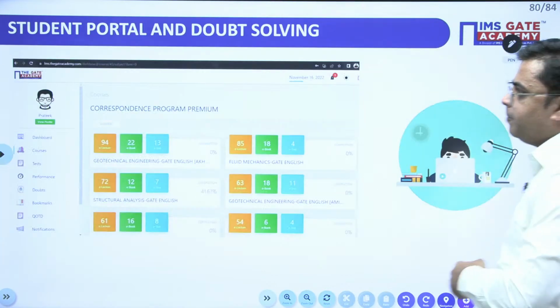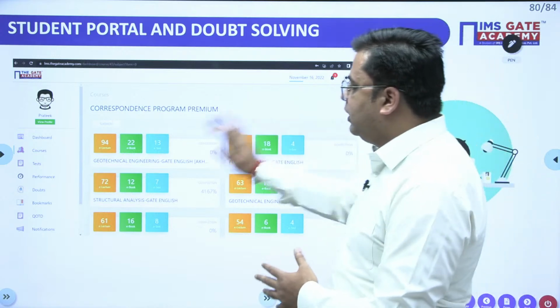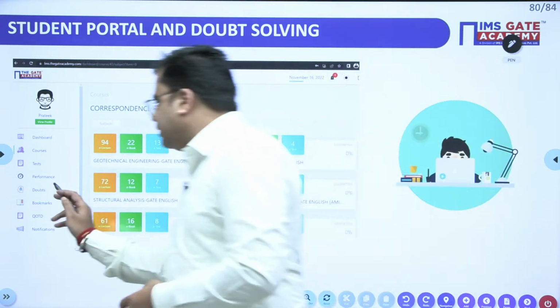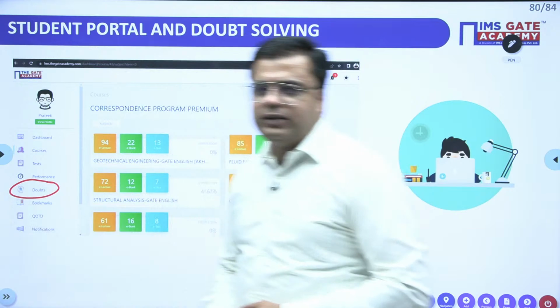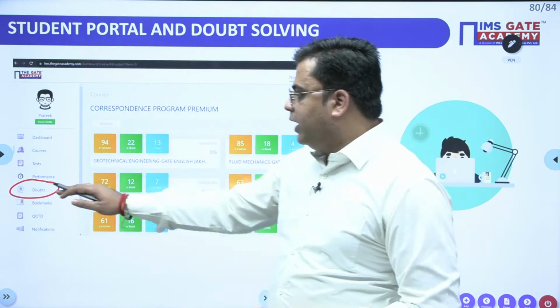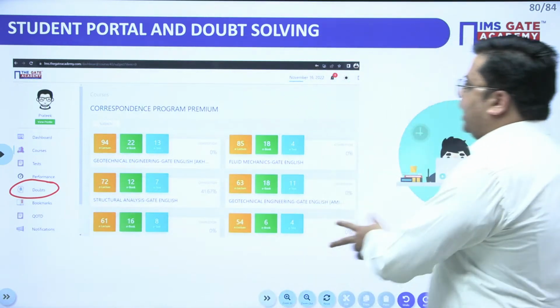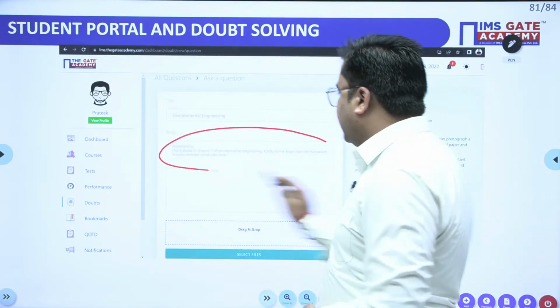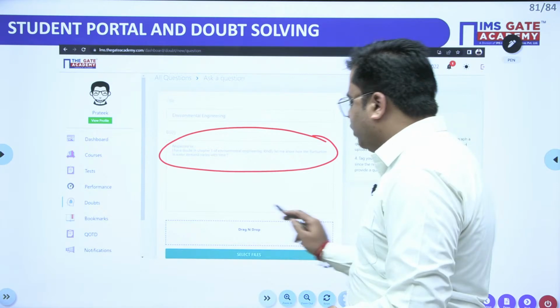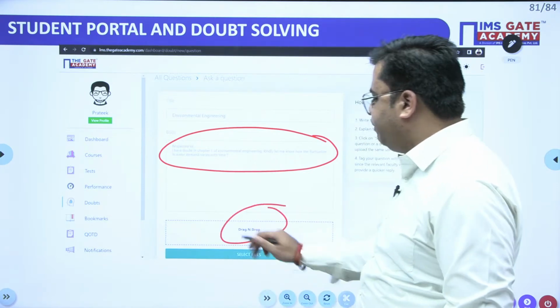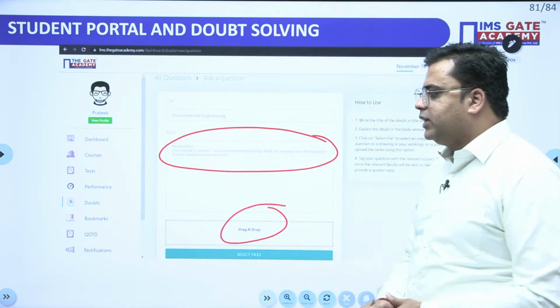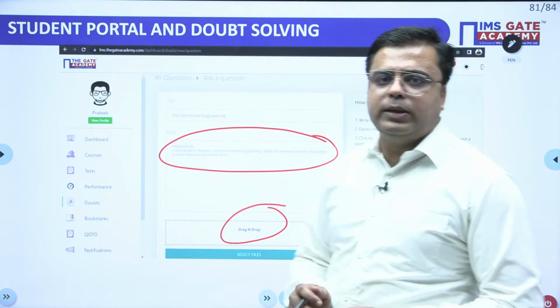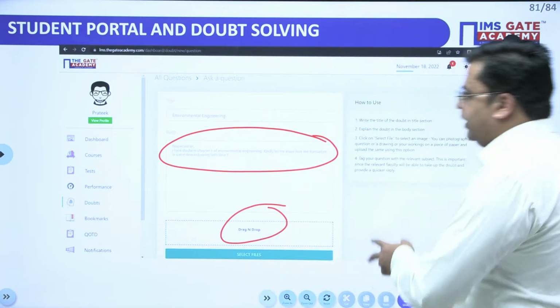Next is our student portal, where all the lectures are well placed, and in this student portal you have the doubt solving portal as well, where you can post your doubt either by writing it, or you can just take a snap of your doubt and paste it, and post it. This doubt has to be cleared within 24 hours, my dear students.